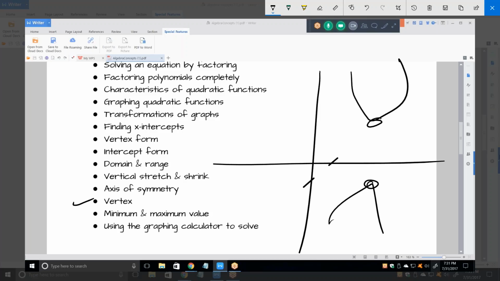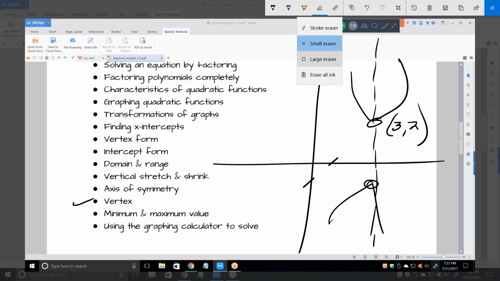Axis of symmetry is just the imaginary dotted line that goes through the vertex, and the parabola is symmetrical on either side of that dotted line. That's what axis of symmetry is. So in our case, where that point came at 3, 2, it's the axis of symmetry. Remember, it's a line. It is not a point. It is a line. What's the equation of that dotted line?